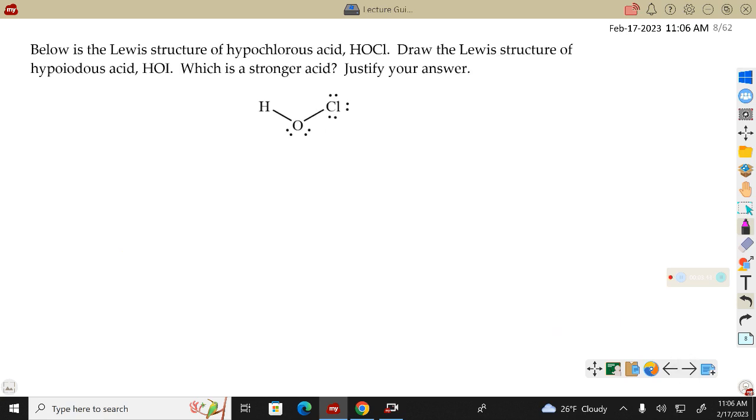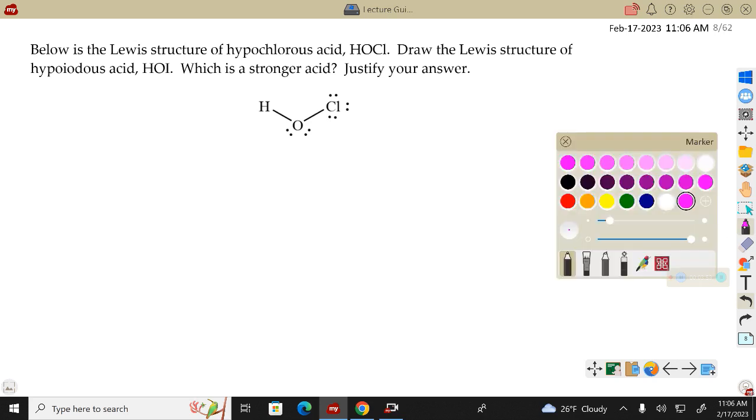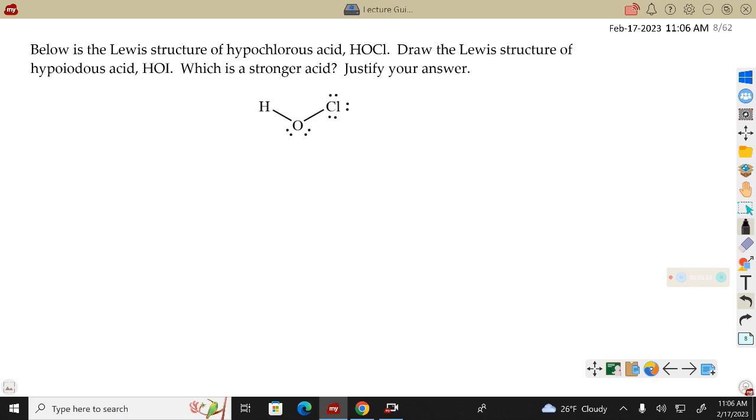Here's another good example. Below is the Lewis structure of hypochlorous acid. Draw the Lewis structure of hypoiodous acid. Which is stronger? Justify your answer. Well, last time I checked, halogens all have the same Lewis structure, so the Lewis structure of this second acid should be almost identical. Now, I'll even draw it with the proper angles here.